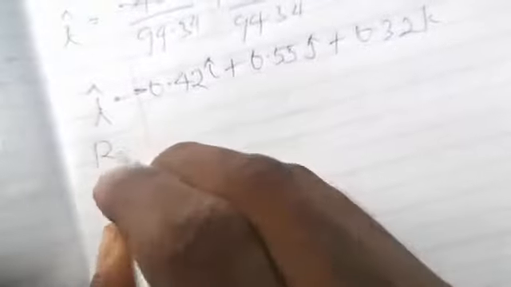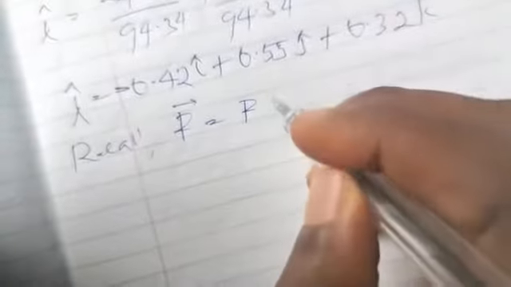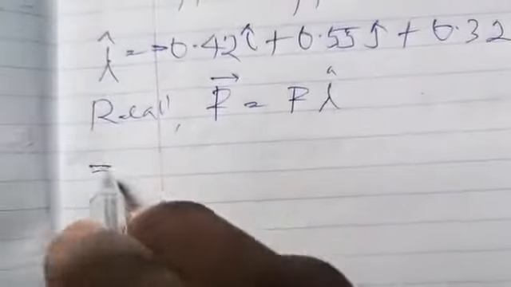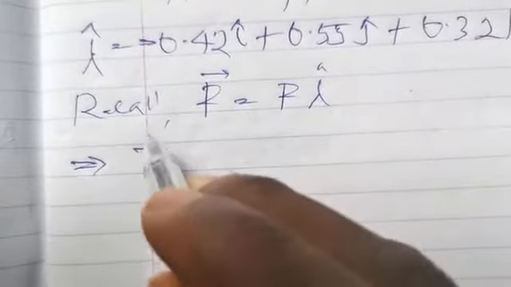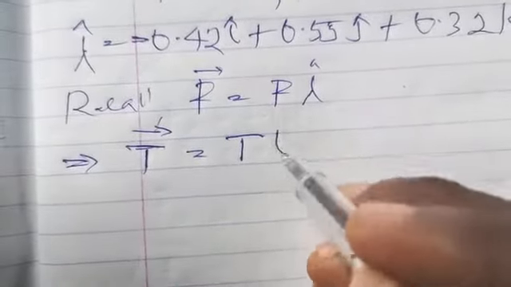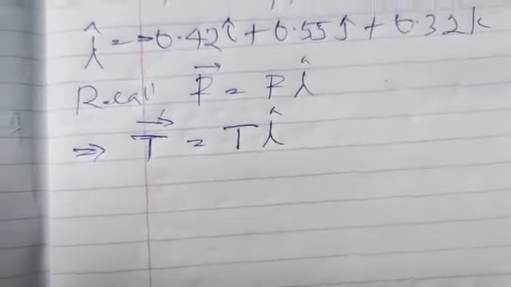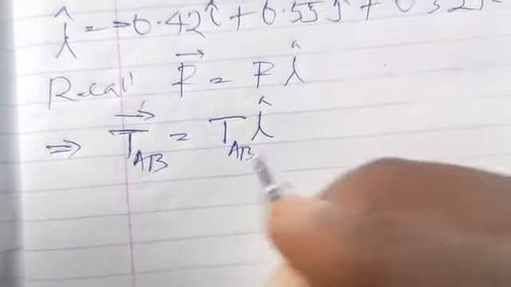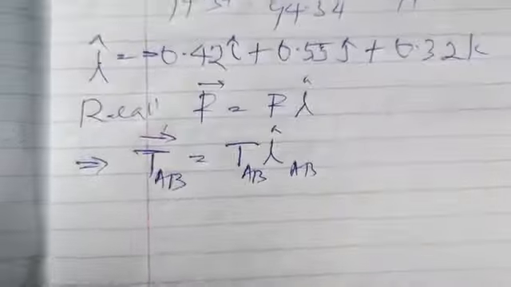Now recall that force is equal to the magnitude of force times what? The unit vector. So the resultant force is simply the magnitude of force times the unit vector. In this case, we're talking about tension. So the vector form of the tension force is simply what? The magnitude of the tension times the unit vector, since we're talking about tension. So this is simply the tension in cable AB times the unit vector AB. All right, so we'll obtain this to be the unit vector.